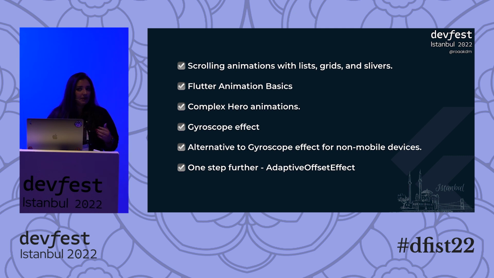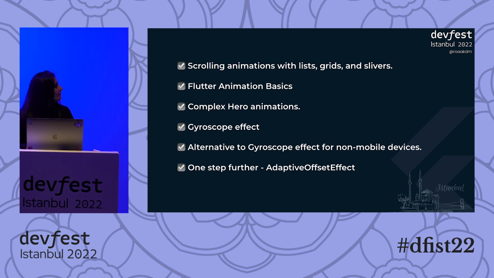And before we go into very complex topics, we're going to cover the basics of Flutter animations. And we're going to see how a complex hero animation can be implemented. The hero animation that I refer to is, if you remember from the cheesecake, it was transitioning from the previous to the next page. So we will see how we can implement that. And we will implement a gyroscope effect, which means that elements will move when you move your phone. However, for web, you don't have a phone, so we will implement an alternative solution for that.